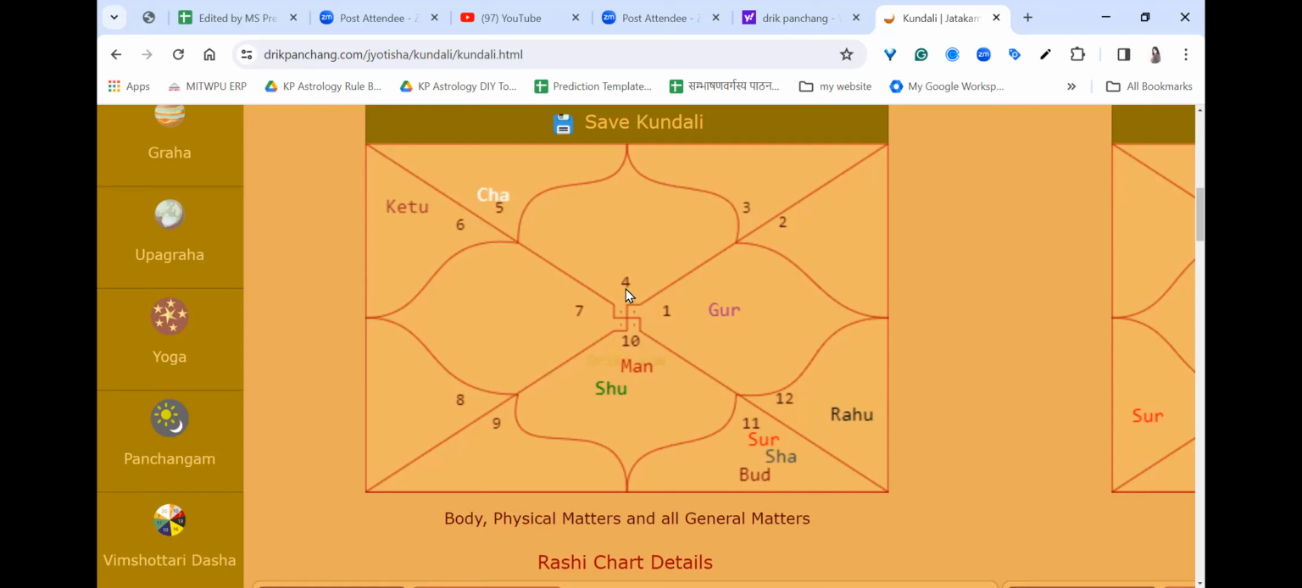So this number is basically the number of the zodiac or the Rashi which is currently rising. When I say rising, it means on the horizon of the earth. And this zodiac, which is number 4, is Cancer. Cancer is rising on the east side of the earth. Got it? Is that clear?